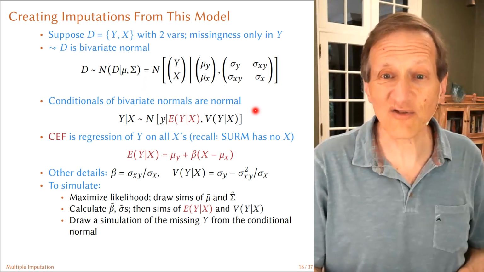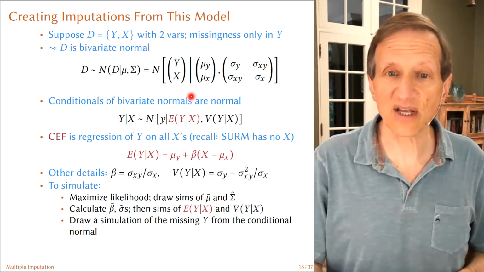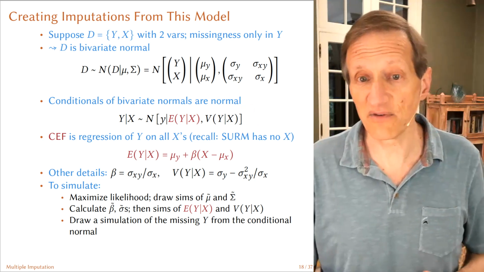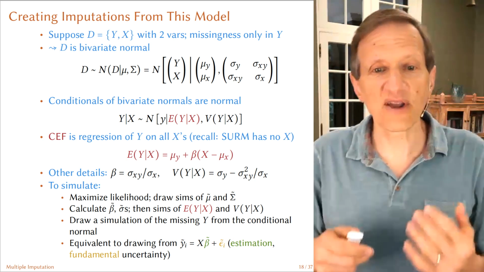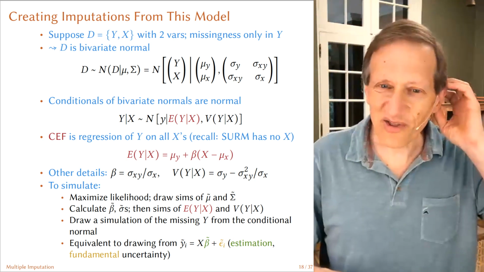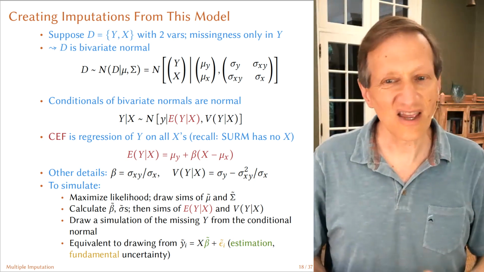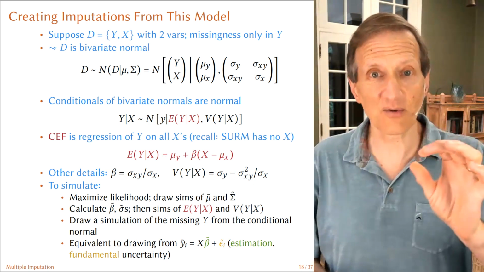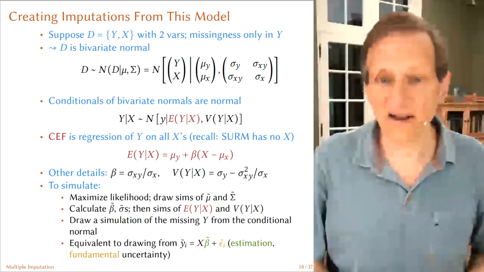So we're going to use this formula here to do our simulations, given the simulated expected value of y and the simulated variance of y given x. This is equivalent to drawing from y equals x beta plus epsilon, with estimation uncertainty and fundamental uncertainty. It works in exactly the same way. It's just that the only thing we're going to pay attention to from this model is the simulations of y.